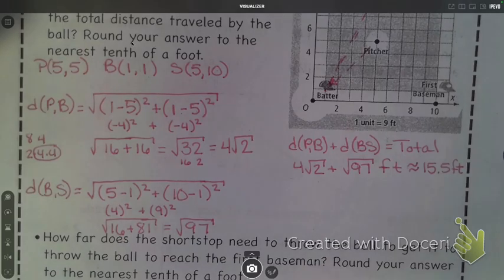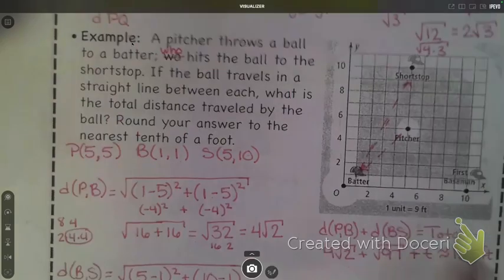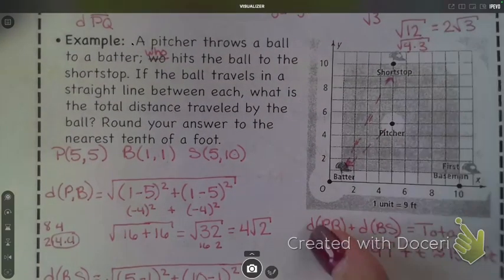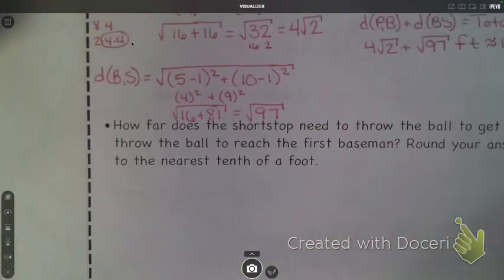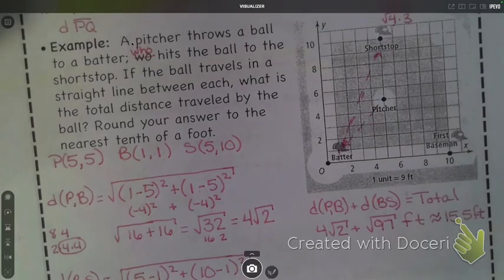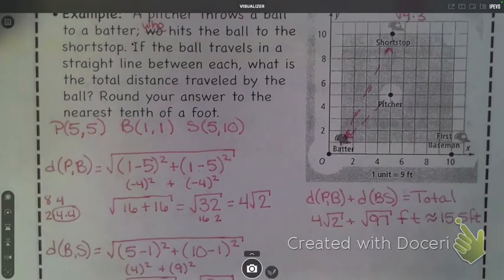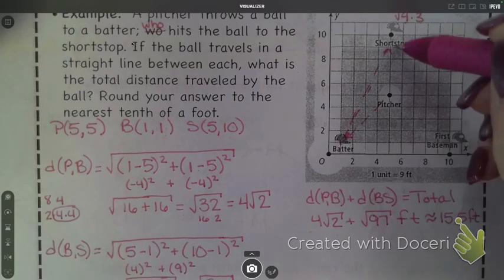Okay, so we got another one. We're going to use the same picture. It says, how far does the shortstop need to throw the ball to reach first base? I want you to do that on your own. How far does he have to throw it to get from the shortstop to the first base?